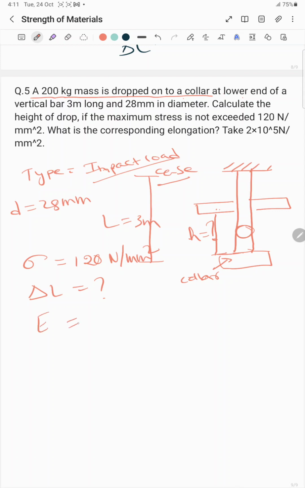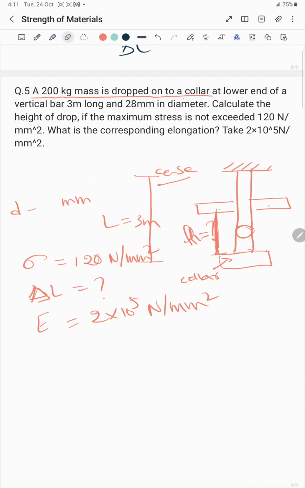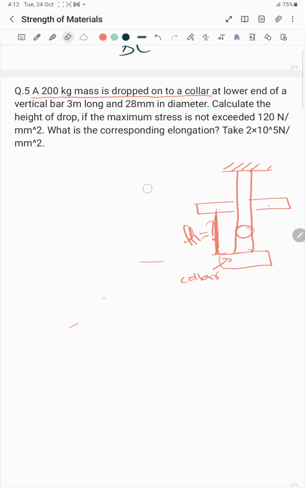The E value is also given. Take E is equal to 2 into 10 to the power 5 Newton per mm square. So these values are given in this question, and what we need to find is the value of h, the height from the load to this collar, and the delta L value. Here I'll write all the given data.